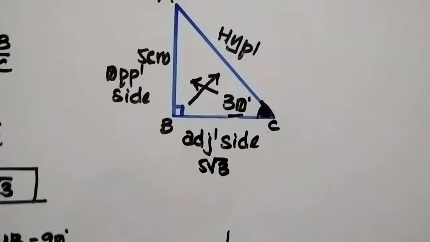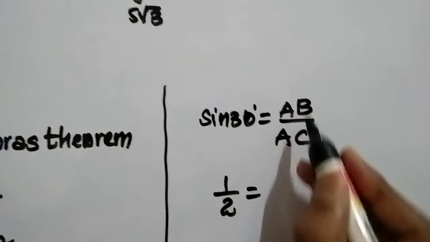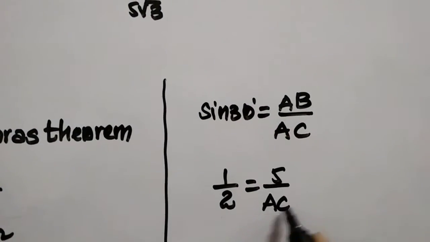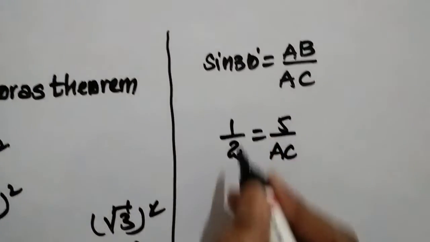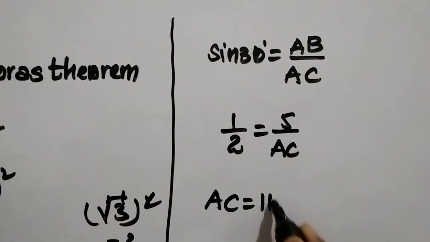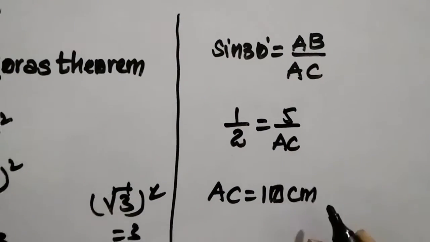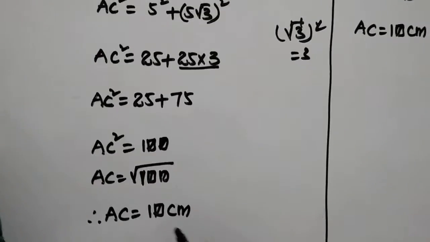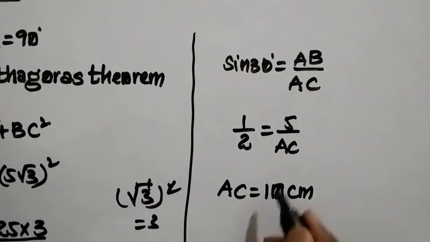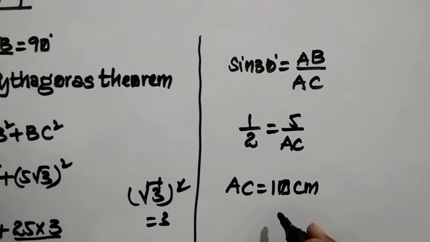Where the length of AB is given as 5 centimeters. In the place of AB, we will substitute 5 by AC, by cross multiplication. AC into 1 is equal to AC. Here 5 into 2 is equal to 10. AC is equal to 10 centimeters. If you are unable to do it by the Pythagoras theorem, you can do it by the shortcut method. By using sin 30 also we can find AC is equal to 10 centimeters.